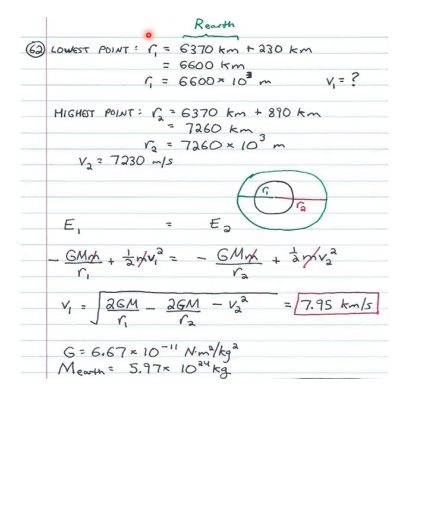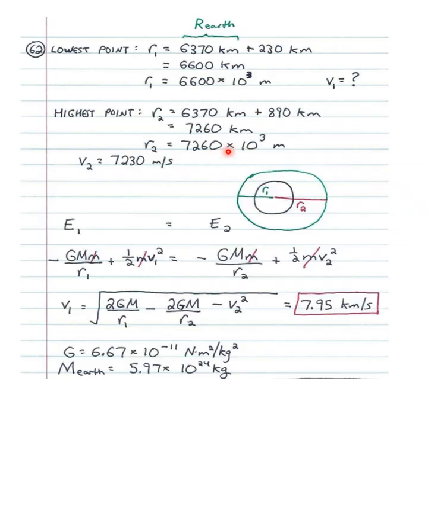And so at its lowest point, R1 is 6,370 kilometers plus 230 kilometers. We get 6,600 kilometers. We need that in MKS units, so 6,600 times 10 to the third meters. And we want to solve for V1, that's speed at the lowest point. At the highest point, we're going to do the same, and you should get 7,260 times 10 to the third meters. And we're given that V2 is 7,230 meters per second.